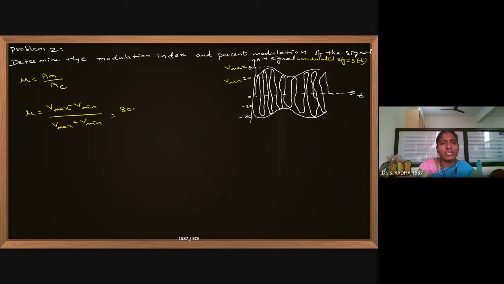So this is 80 minus 20 by 80 plus 20, which is 60 by 100, and it is 0.6. Modulation index value is 0.6. They are asking for percentage modulation also. So multiply with 100, it becomes 60%.